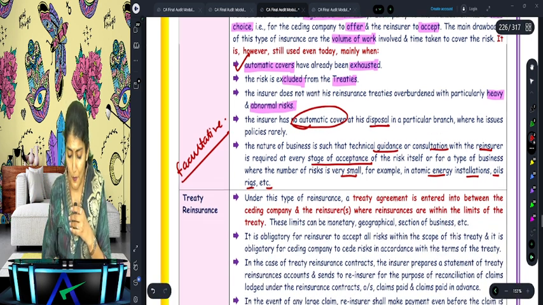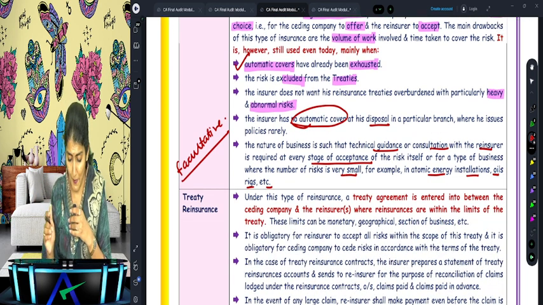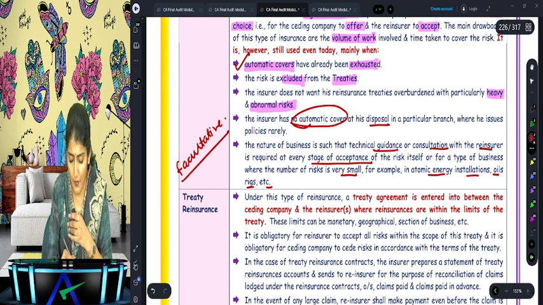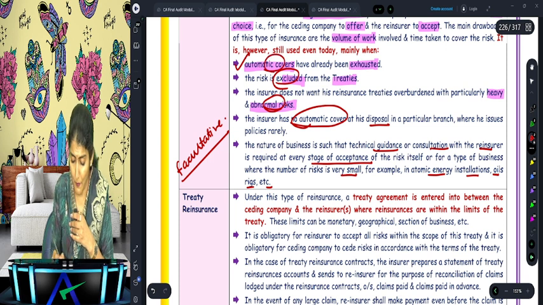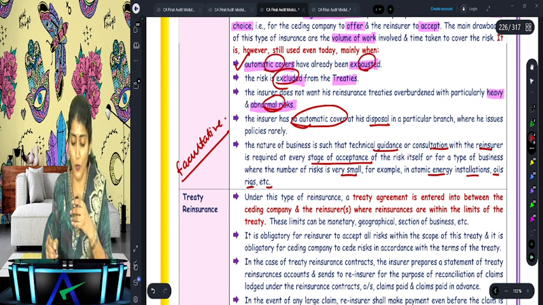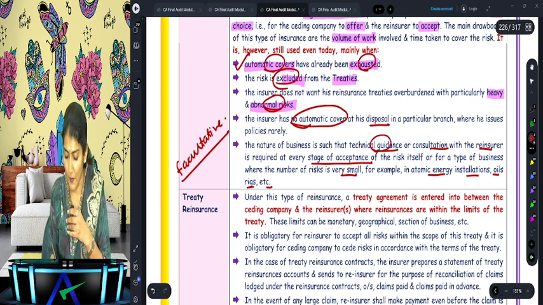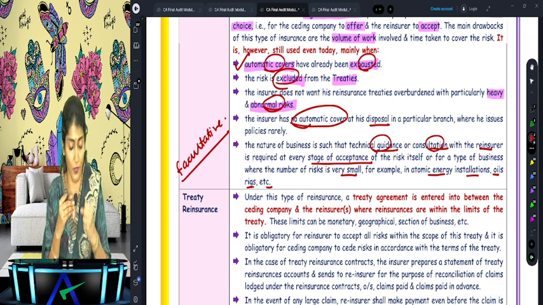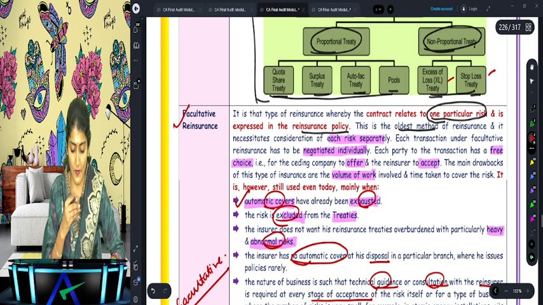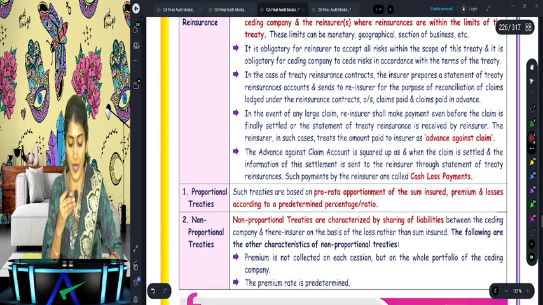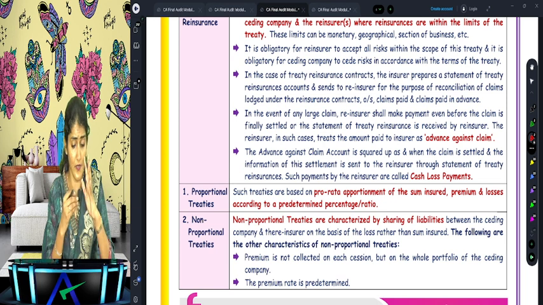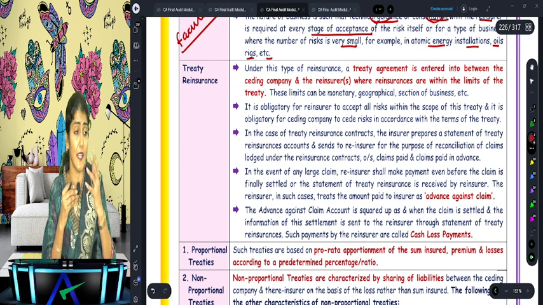Okay, automatic covers exhausted, no automatic cover, excluded from the treaty. Why excluded from the treaty? Because there is an abnormal risk, right? Then what does it say? Automatic covers are exhausted or there is no automatic cover, and it may require technical guidance or consultation at every stage of the acceptance of the risk. Okay, right? So is a separate question asked in your exams regarding facultative reinsurance? Facultative reinsurance, yes. And now coming to the treaty reinsurance.